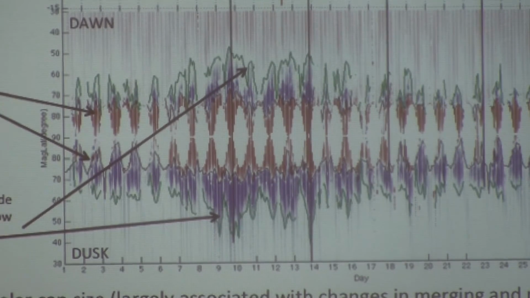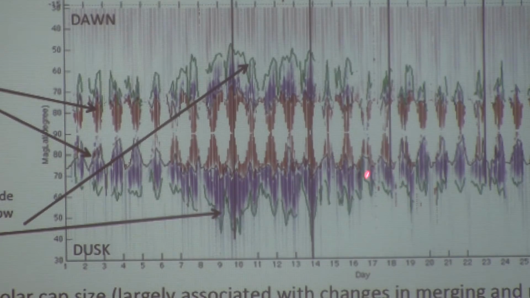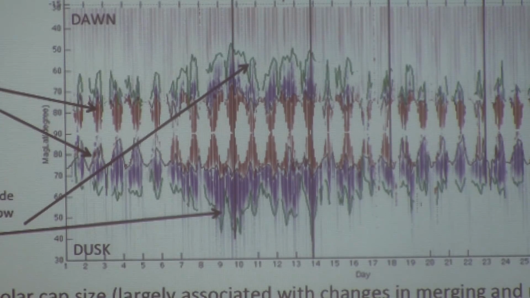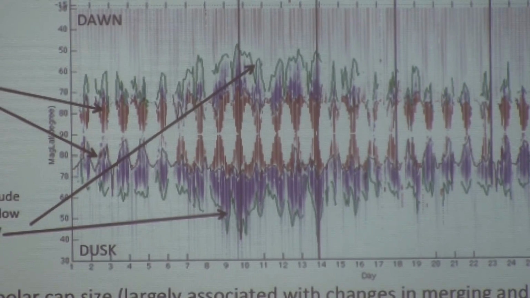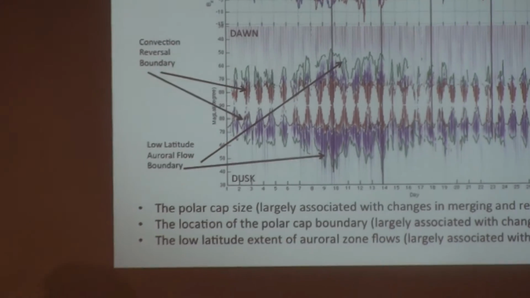And then if you look carefully, you can see places where the convection reversal boundary takes a step, moves up in this region here, and then back down here and up and so on. So here you see all red, that's in the polar cap. Here in this same region, it's all blue, that's the auroral zone. And these motions of the boundary are well correlated with this red trace here, which is the Y component of the IMF.